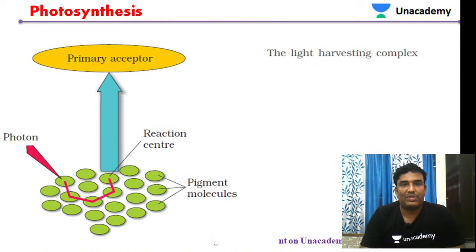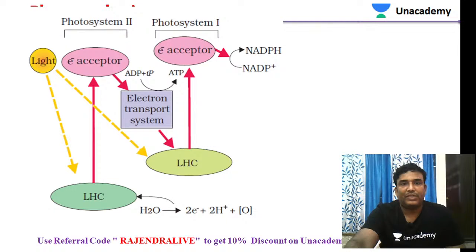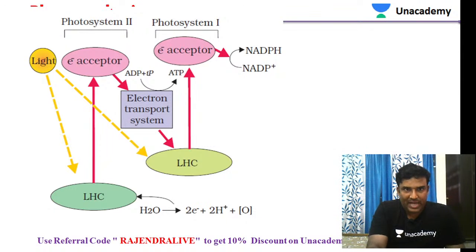So what is the photosystem and what are these? In this particular diagram you can see the non-cyclic photophosphorylation. This is photosystem 2 and this is photosystem 1.